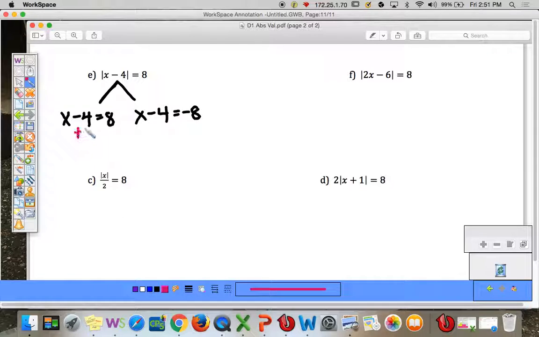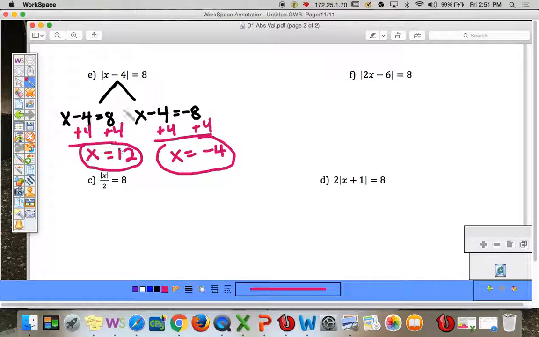We're going to solve, so we'll add 4 to each side. So one of our answers can be 12. And the other answer can be negative 8 plus 4 is negative 4. And if you plug both of these answers in, you get an 8 on each side.